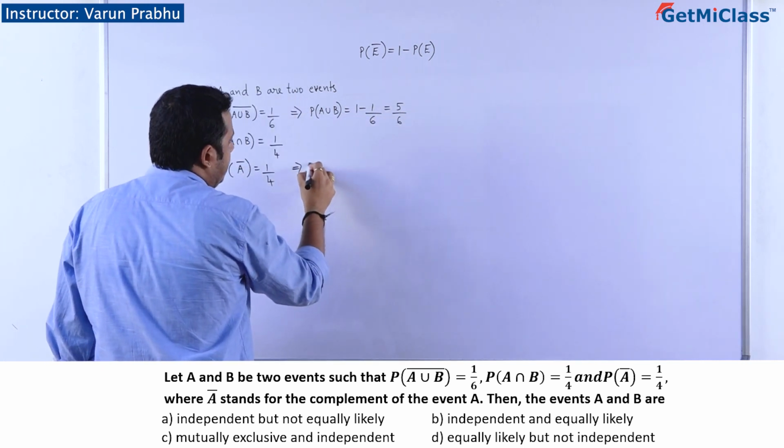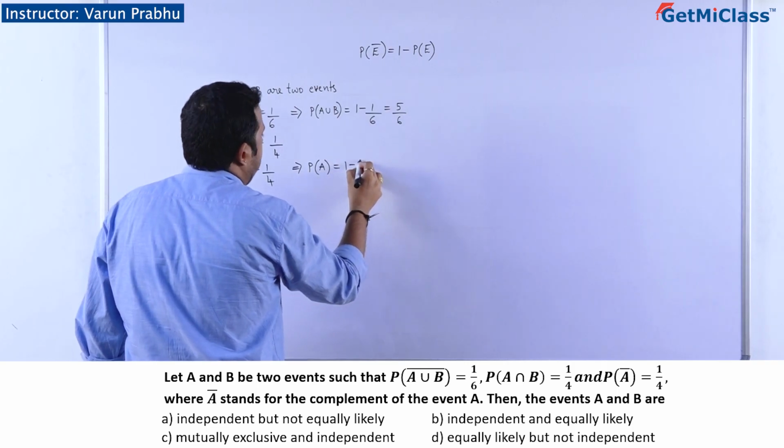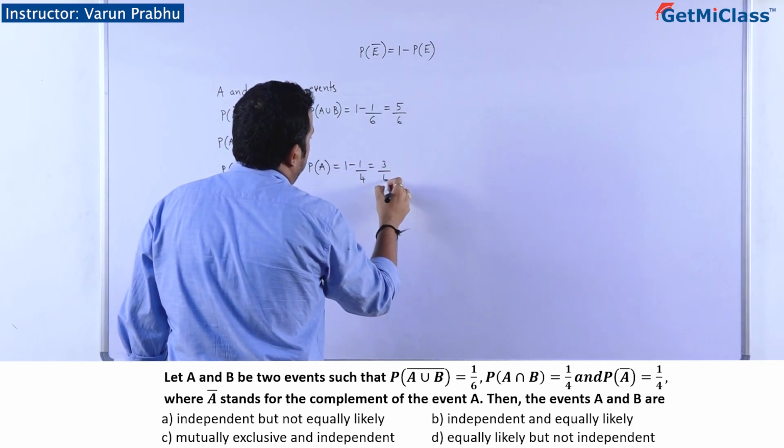Similarly, this implies to me that P of A should be equal to 1 minus 1 divided by 4, that is equal to 3 divided by 4.